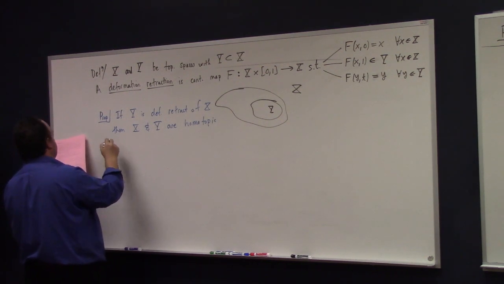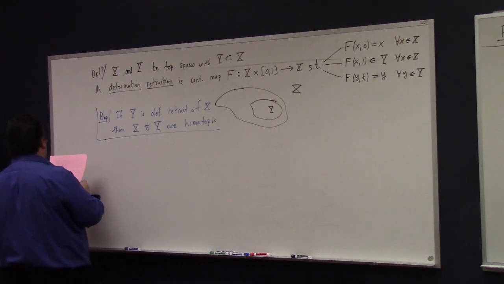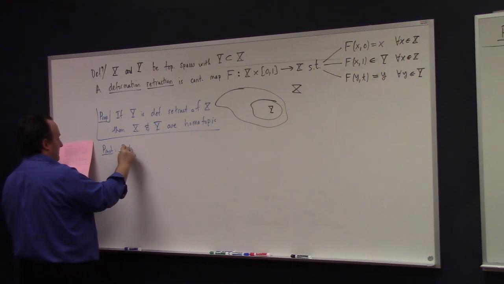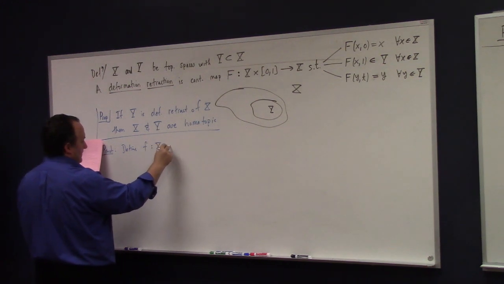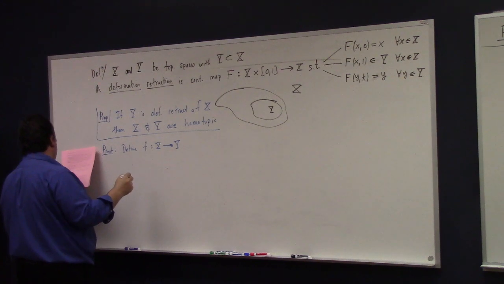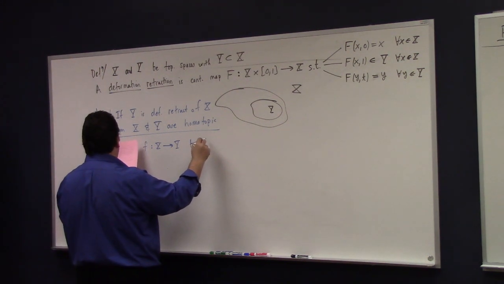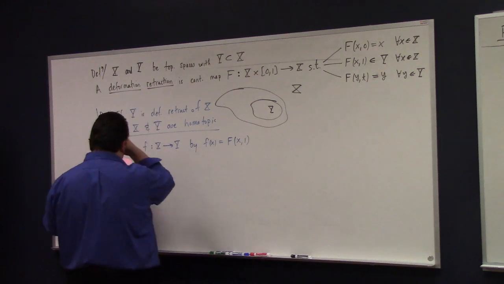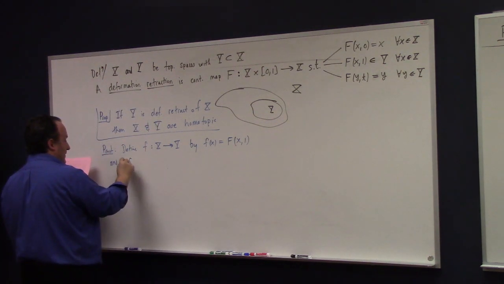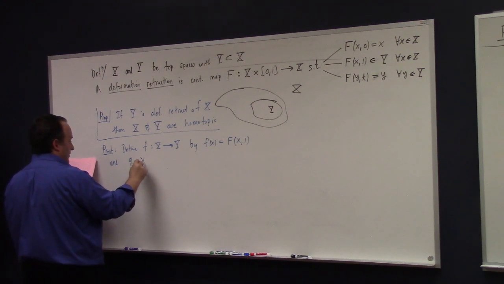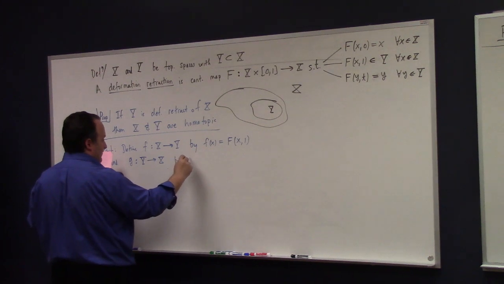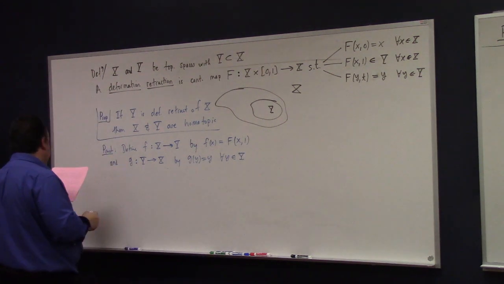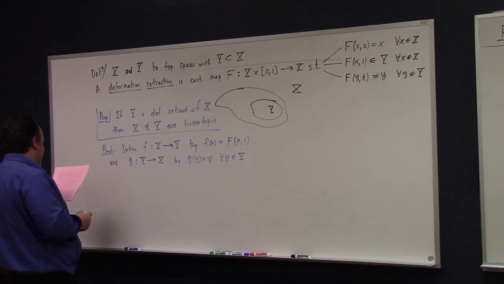And so here's his proof. He says define f going from X to Y by f of x equal to big F of x comma 1, and g a mapping from Y to X by, well, this is just g of y equals y for all y in Y, the so-called inclusion map, right? Iota, yeah.